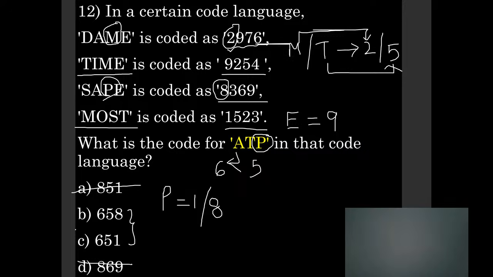So as P value is not equal to 1, C is eliminated. B is the correct answer. The answer for this question is option B. Whenever you find questions like this, just go with the common word or common letter. Then you will be getting the answer easily.